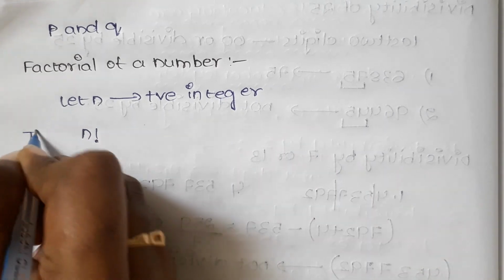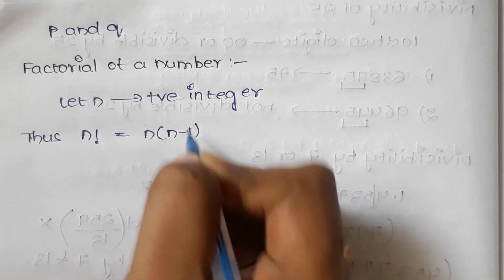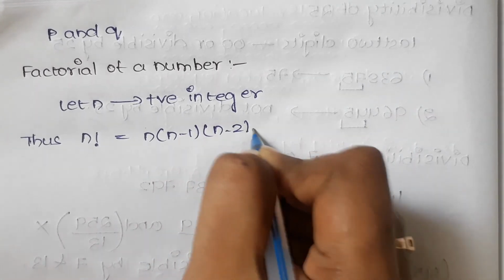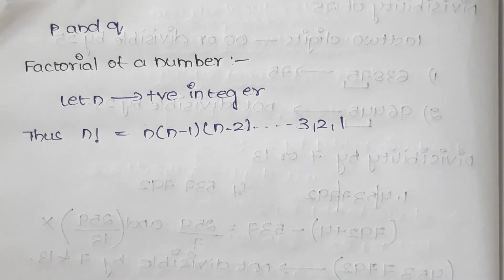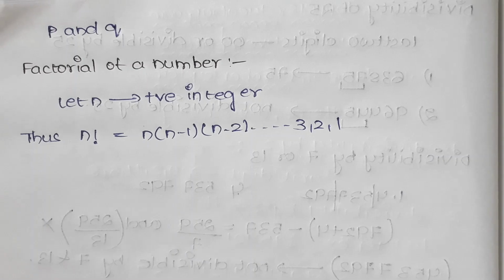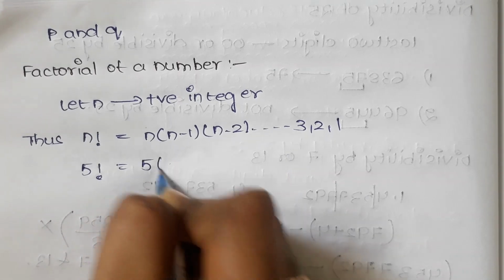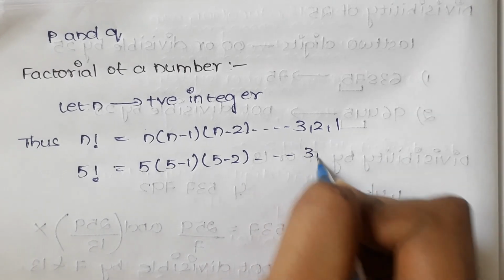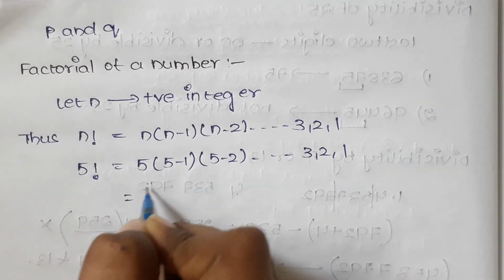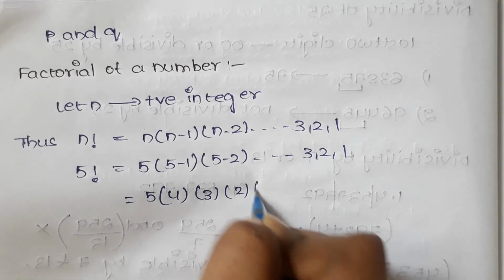Thus n factorial equals n into n minus 1 into n minus 2 and so on up to 3 into 2 into 1. That is from the start up to n natural numbers. It is said to be the factorial of a number. Now here let us take n value as 5, that is 5 factorial equals 5 into 5 minus 1 into 5 minus 2 and so on up to 3 into 2 into 1. That is 5 into 4 into 3, and here we get 3 into 2 into 1.